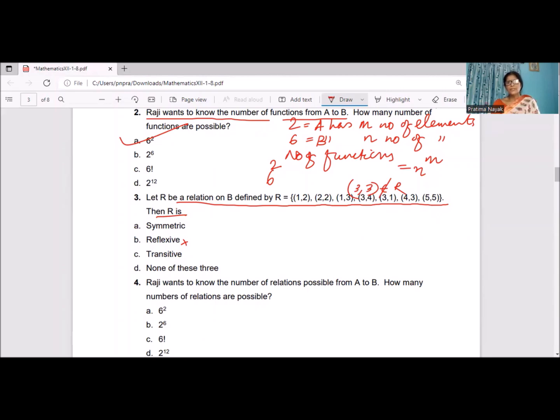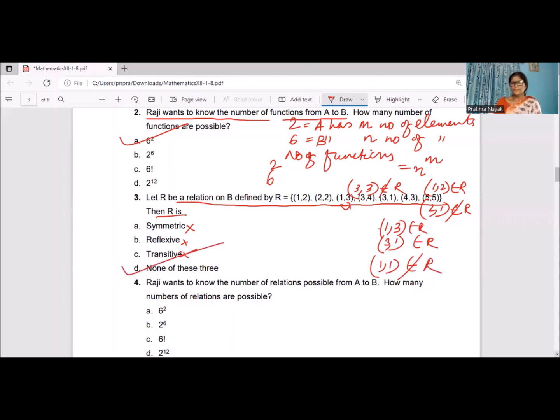Then let us see whether it is symmetric or not. (1, 2) is there, but (2, 1) is not there. So it is not symmetric. Then let us see for transitive. (1, 3) belongs to the relation, (3, 1) belongs to the relation. If it were transitive, then (1, 1) must be there, but (1, 1) is not there. So it is not transitive. So the answer will be none of these 3.